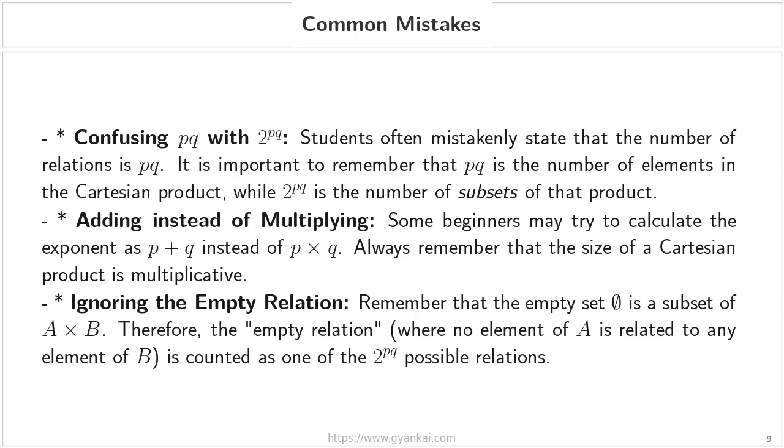Finally, do not forget to include the empty relation. It is easy to focus only on the active pairings, but remember that the empty set is a valid subset of the Cartesian product. This means the empty relation, the scenario where no element from set A is related to any element from set B, is a legitimate possibility and is included in our total count of 2 to the power of P times Q.